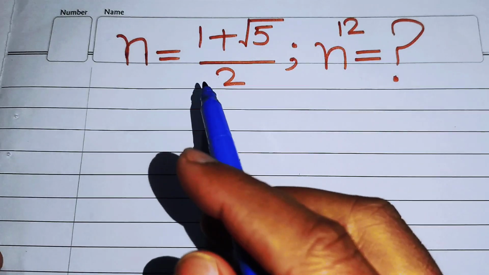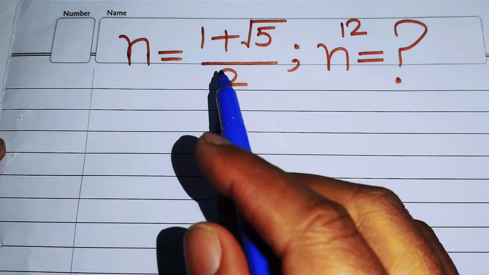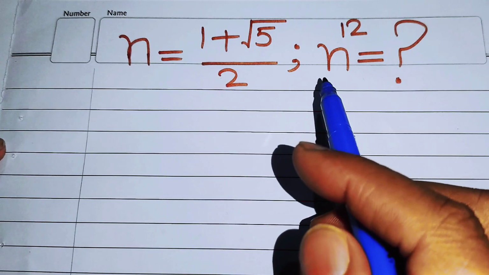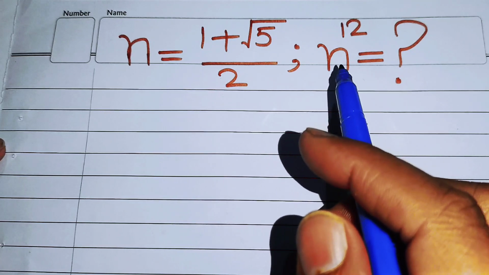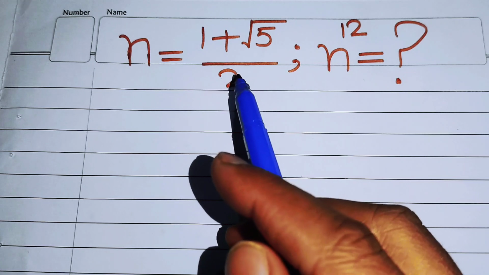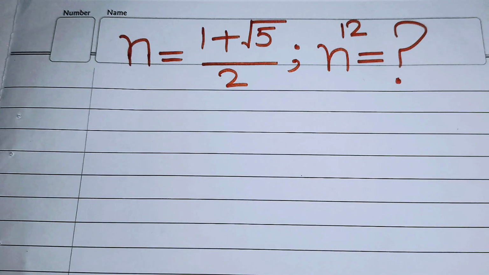Hello everyone, welcome to solve this math Olympiad algebra problem. Here we have n equals (1 plus square root of 5) over 2, and we solve this problem for the value of n to the power of 12. This ratio is known as the golden ratio, so we solve here the golden ratio problem.